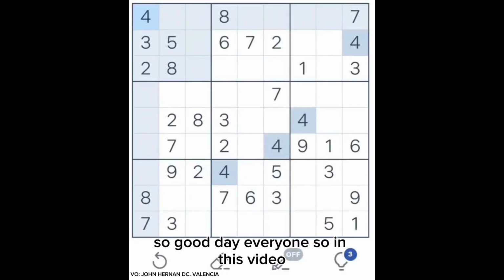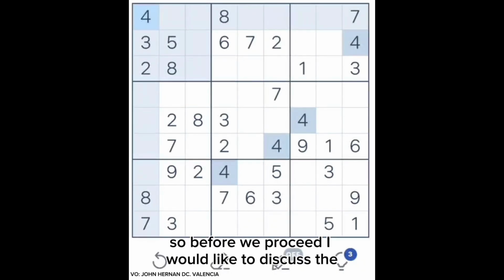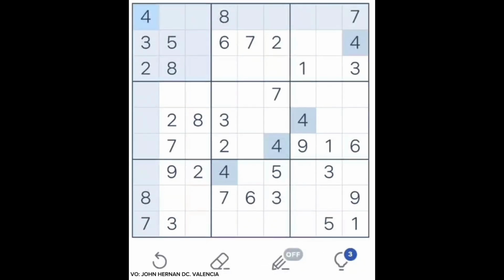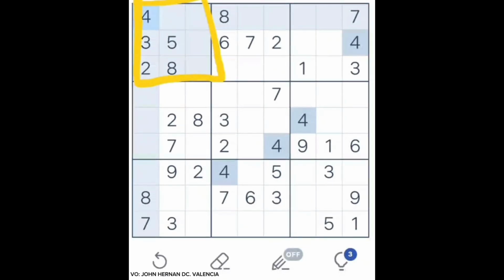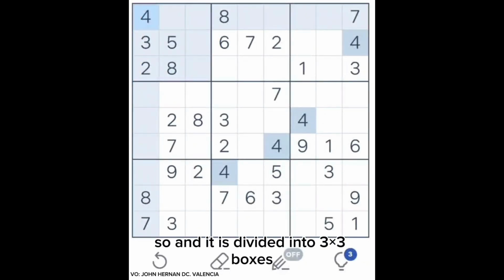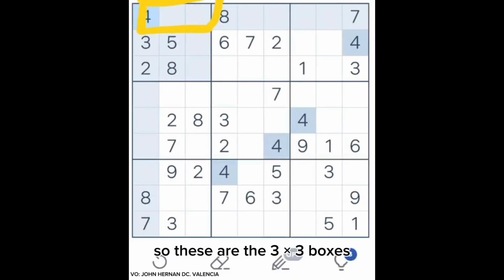So, good day everyone. In this video, I'm going to show you how to play a Sudoku. Before we proceed, I would like to discuss the parts of a standard Sudoku. A standard Sudoku puzzle is a 9 by 9 grid, and it is divided into 3 by 3 boxes. So these are the 3 by 3 boxes.